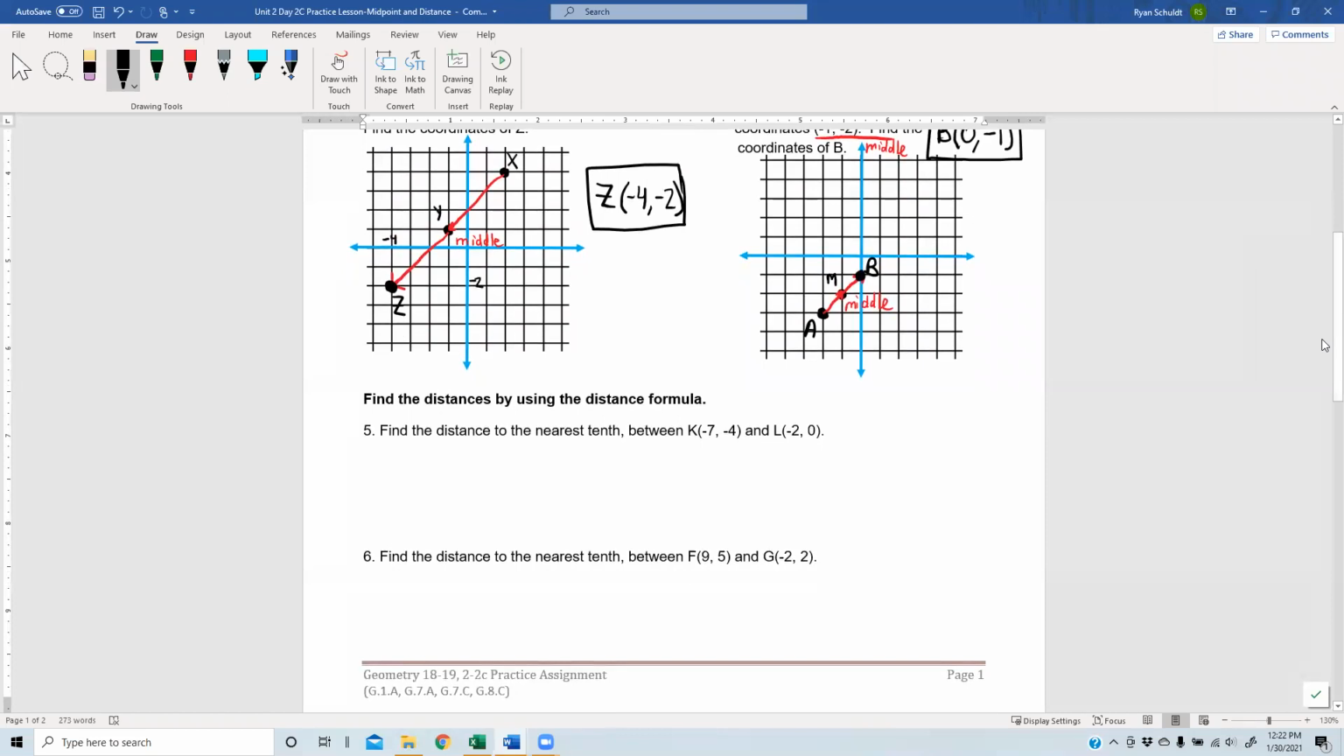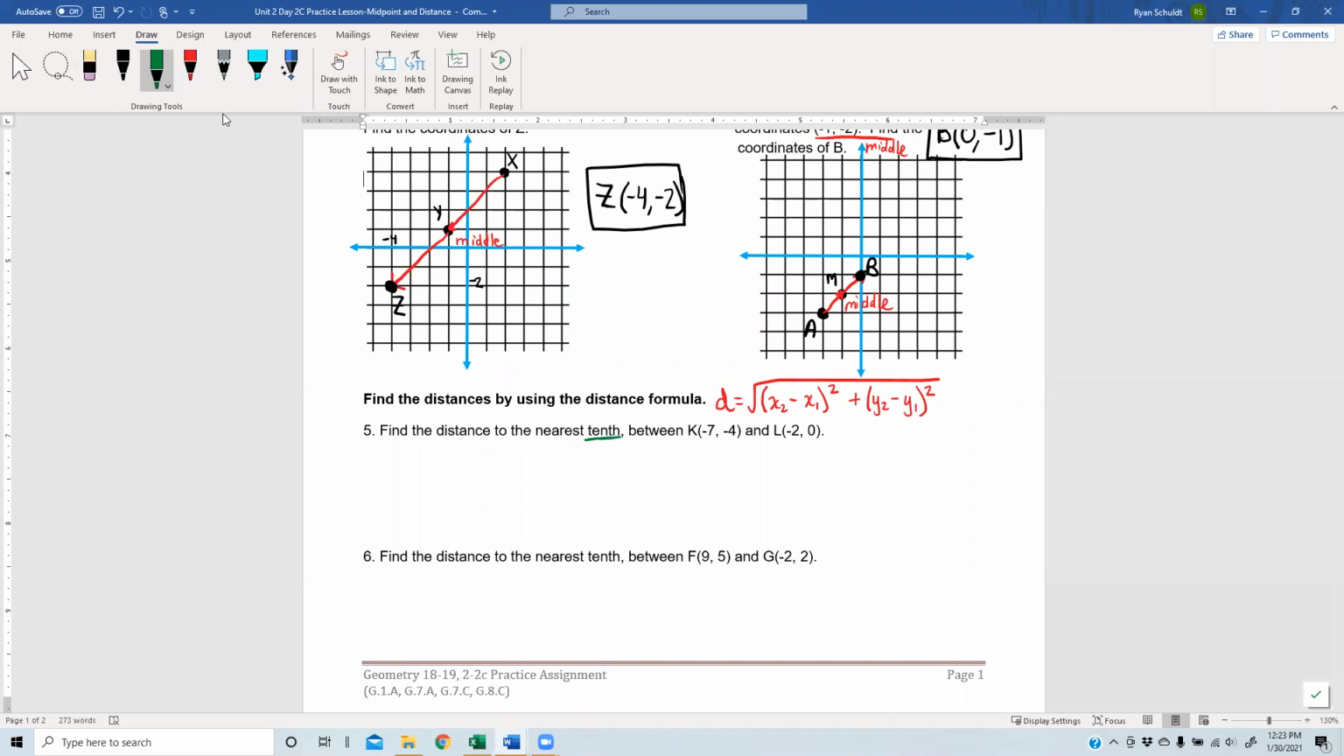They ask us to find the distances by using the distance formula. Now the distance formula is the one that's our big square root: the square root of (x2 minus x1) squared plus (y2 minus y1) squared. That's our distance formula. So they ask us to find the distance to the nearest tenth. That's 1 decimal place.